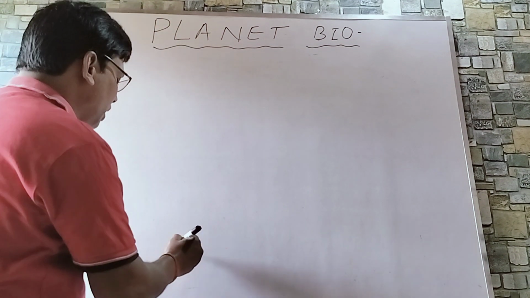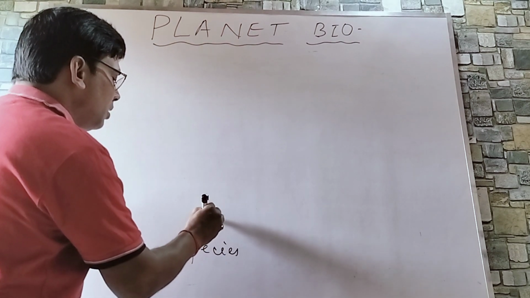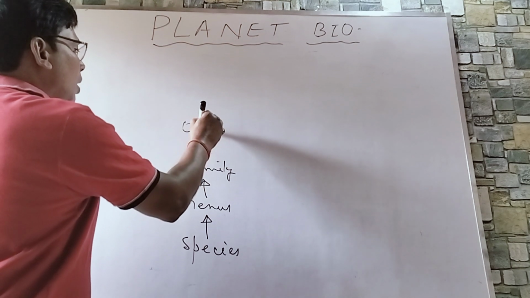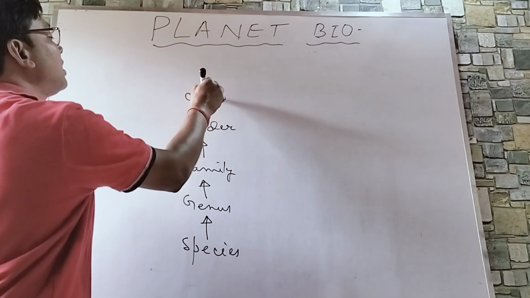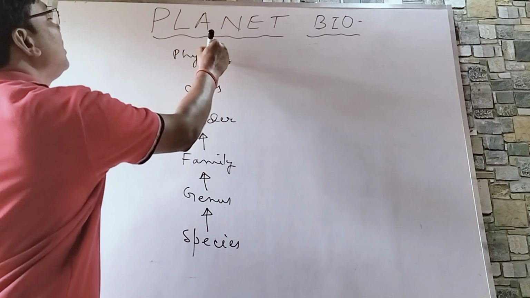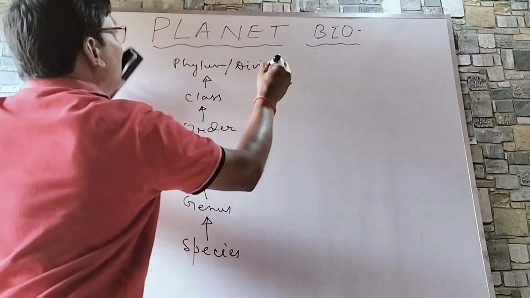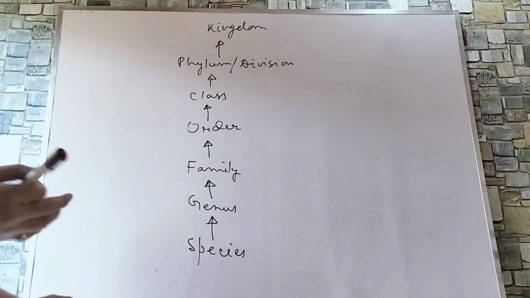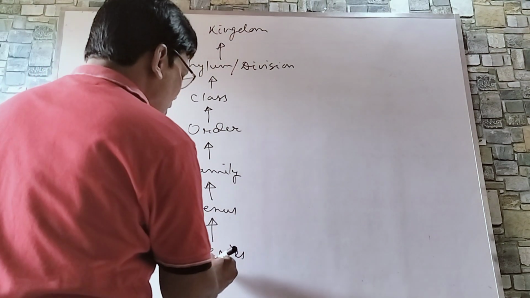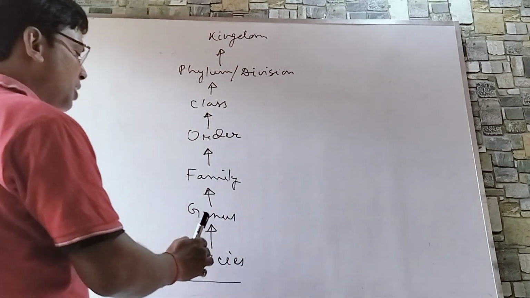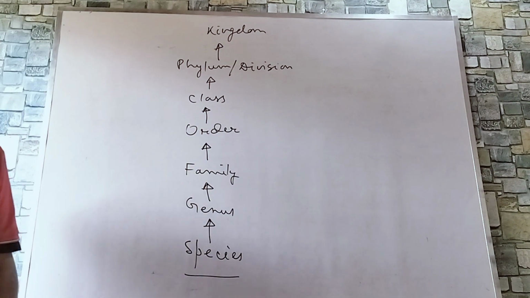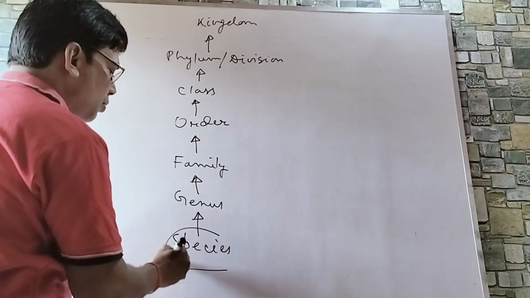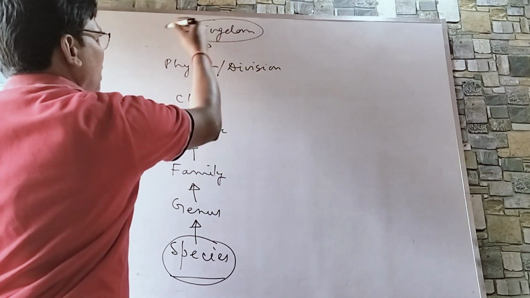Now, the levels of organization. First we write species, then genus, then family, then order, then class, then phylum or division, and then kingdom. So it has been arranged in ascending order, and this is the Linnean hierarchy from smallest to topmost: species, genus, family, order, class, phylum or division, and kingdom. Species is the smallest unit of classification, and kingdom is the largest unit of classification.